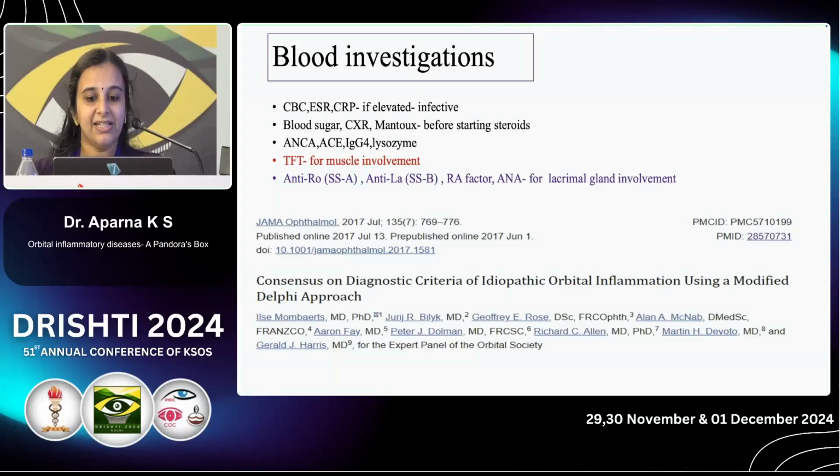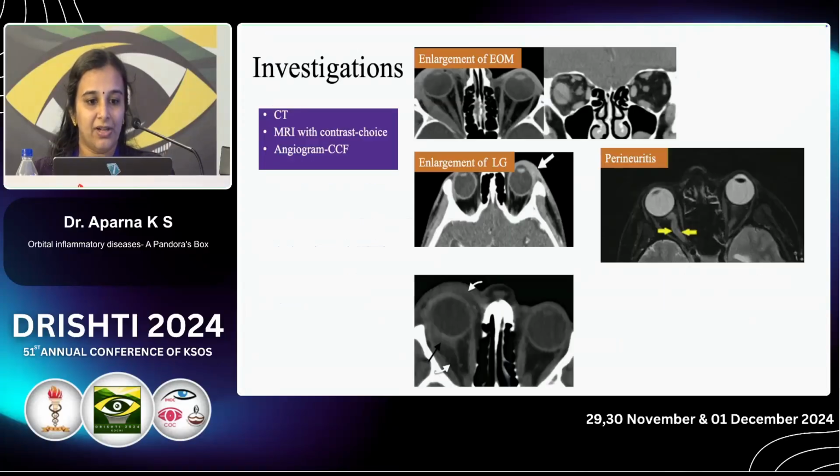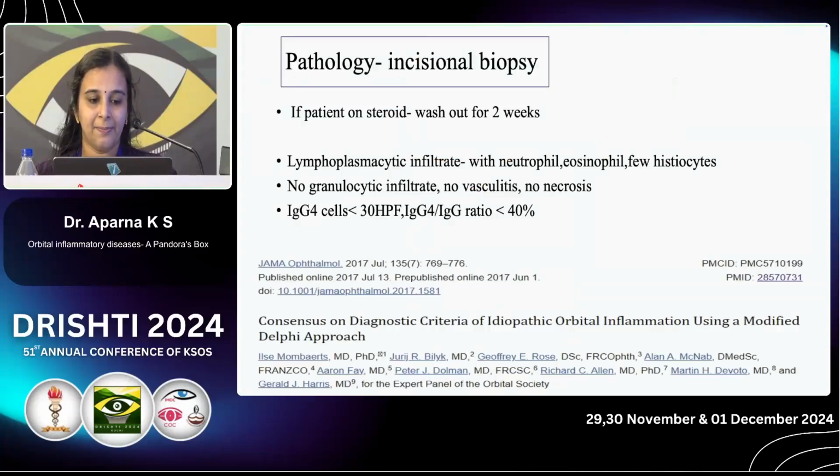If there is lacrimal gland involvement, we have to send anti-Ro and anti-La for Sjogren's disease, then RF factor and ANA profile. Then for imaging, we have to do either CT or MRI, which shows the site of involvement like enlargement of extraocular muscles, enlargement of lacrimal gland, perineuritis or tenonitis. If the patient is not responding, if it is showing a recurrence, if it is atypical involvement or non-muscular involvement, as in case of lacrimal gland involvement, we have to do a biopsy.